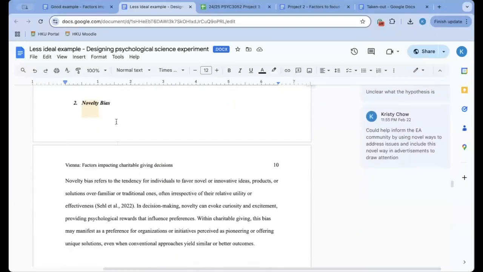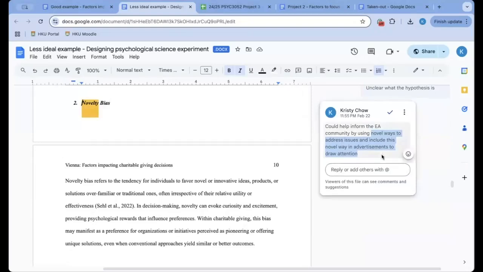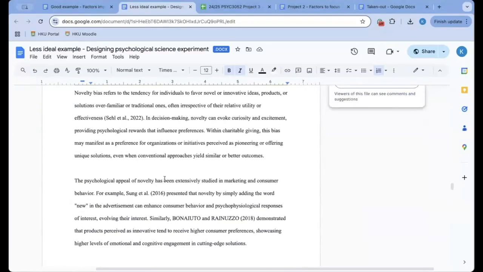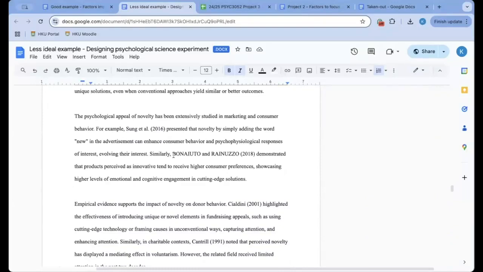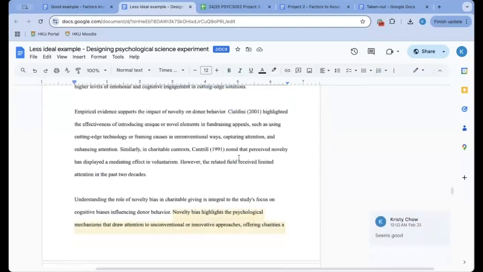On to the next factor, the novelty bias. This is also quite an interesting factor to look at. It can potentially inform the EA community whether they can use novel ways to address issues and include it in their advertisements to draw attention. But similar to above, they didn't really adhere to APA 7 style, and I'm not sure why these authors' names are capitalized.